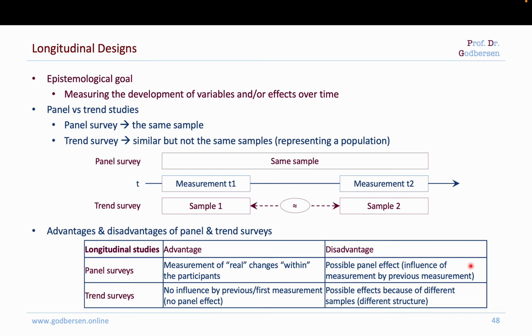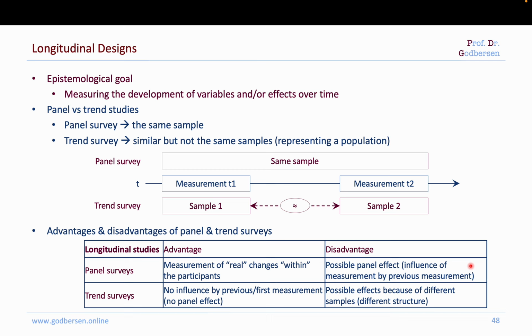Everything you measure, you influence. It doesn't matter if it's social sciences, if it's physics, whatever it is, you influence. This can also happen in quantitative research and social sciences, and in particular, it can happen with panel surveys.